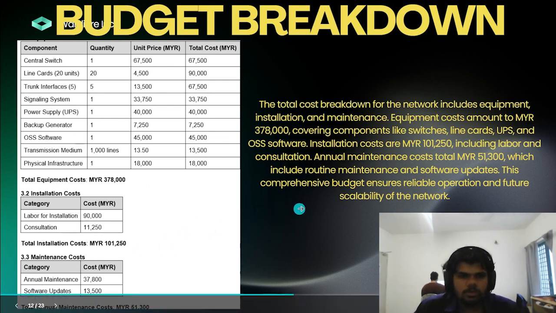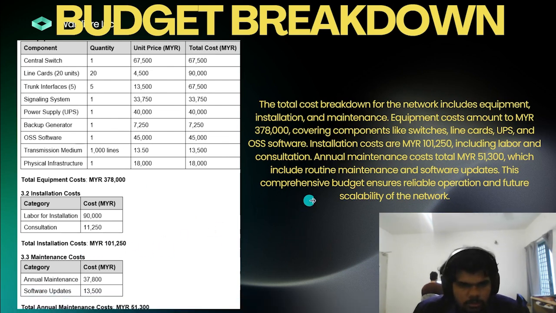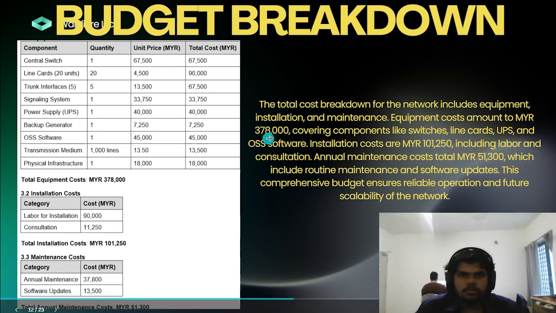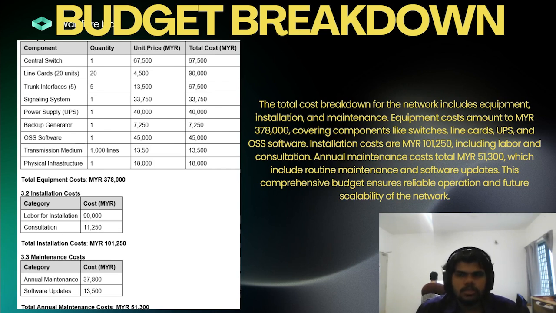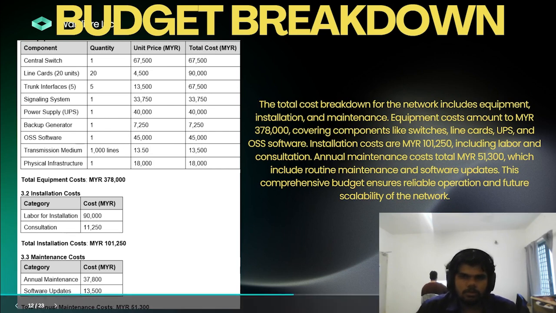the total installation cost is under 125k, and the total annual maintenance cost is 51,300 ringgit, which is the total cost breakdown for the network, including equipment, installation, and maintenance. Equipment cost amounts to MYR, Malaysian ringgit, 378k, covering components like switches, line cards, UPS, and access software. Installation costs are about 101,250 ringgit, including labor and installation. Annual maintenance costs total 51,300 ringgit, which includes routine maintenance and software updates. This comprehensive budget ensures reliable operation and future scalability of the network.